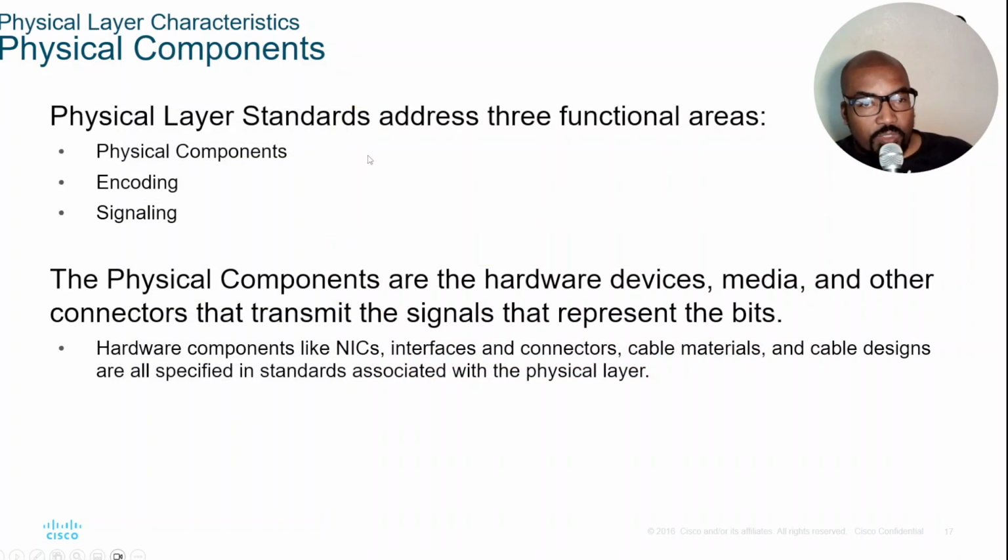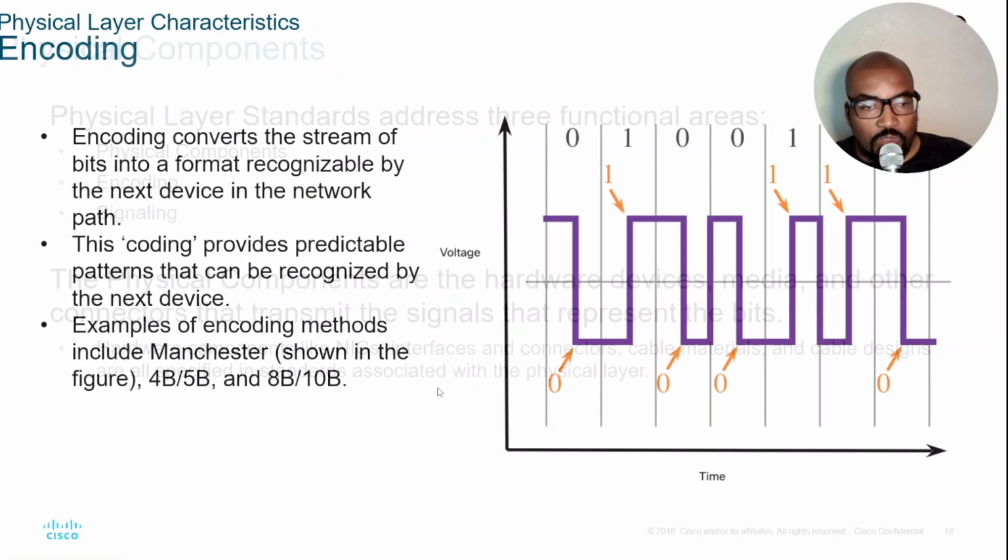Physical layer standards address three functional areas. We have our physical components, we have the encoding, and we have the signaling. The physical components are the hardware devices, media, and other connectors that transmit signals that represent the bits. So those ones and zeros that are going across that cable line, right? Hardware components like NICs, or network interface cards, interfaces and connectors, cable materials, and cable designs are all specified in standards associated with the physical layer.